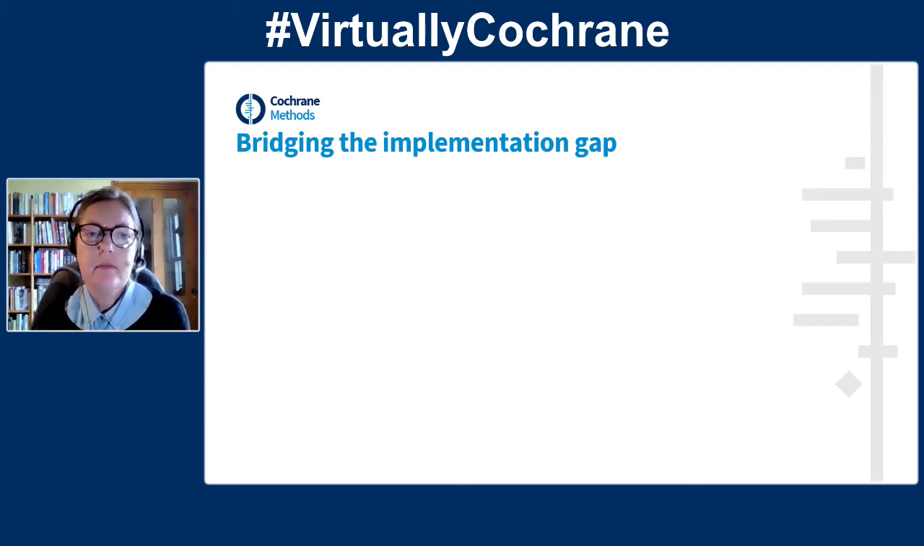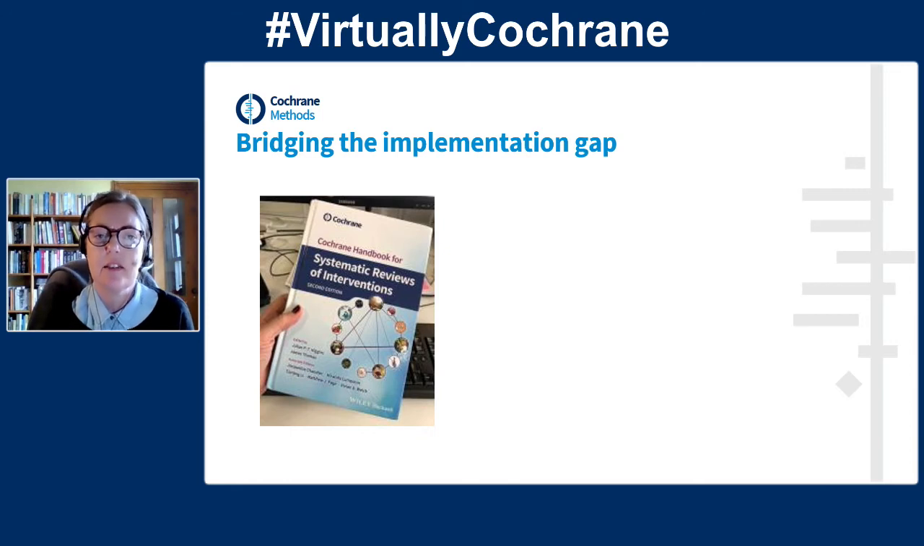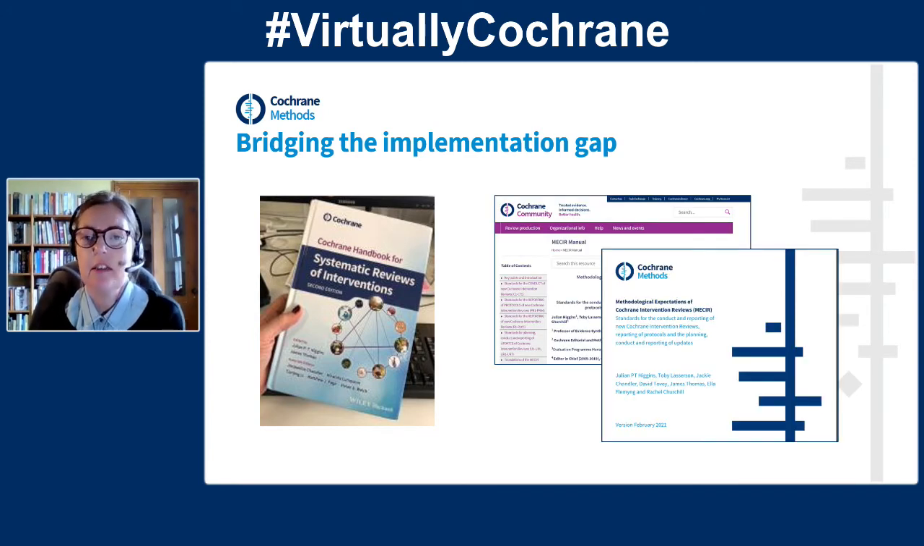So editors and authors have access at the moment to lots of key authoritative resource material for methods, such as the Cochrane Handbook, which is the main source of information for preparing Cochrane reviews. And they also have access to materials such as MECIR, which is a stripped back version of standards of presentation and conduct.